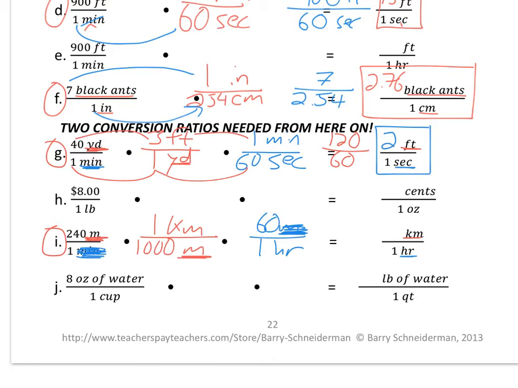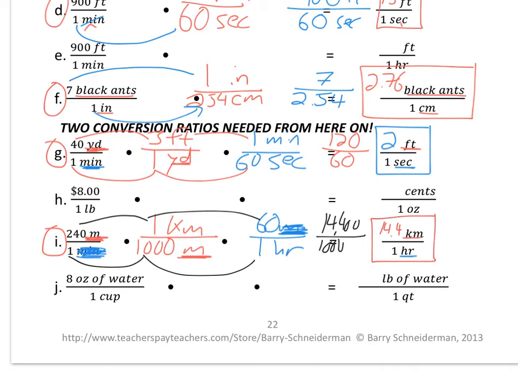And then once again, all I need to do is multiply, multiply, multiply, and then divide. On the top, I have 240 times 1 times 60, and if I punch that into my calculator, I get 14,400. And on the bottom, I have 1 times 1,000 times 1, which is just 1,000. So my answer is 14.4 kilometers per hour.